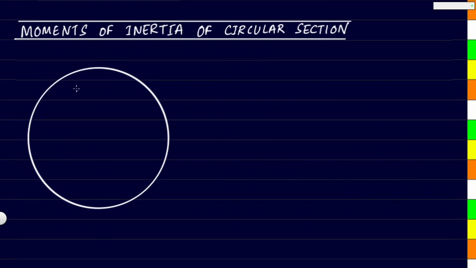In this video, we will be finding moments of inertia of circular section. So we'll be finding the moments of inertia about x-axis, about y-axis, as well as about z-axis. Let us say this is the circular area that we are talking about, and here is our x-axis. Let us say here is our y-axis.